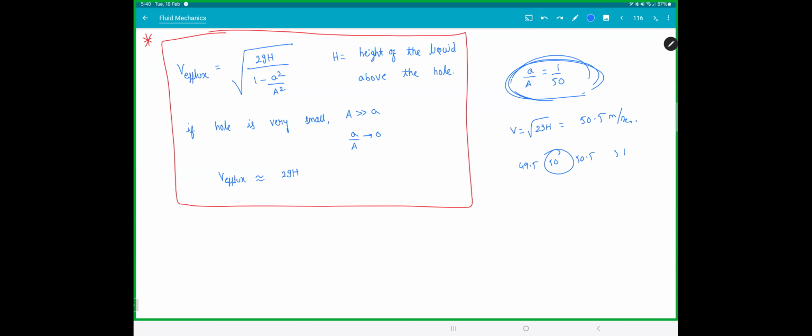Most of my friends did use root 2gh. They did goof up. So you have to be careful. So in the question, if it is mentioned small hole, then fine. Or else don't. Put it down. You copy it down. That's a useful one. And let me show you variations of this. Clear?